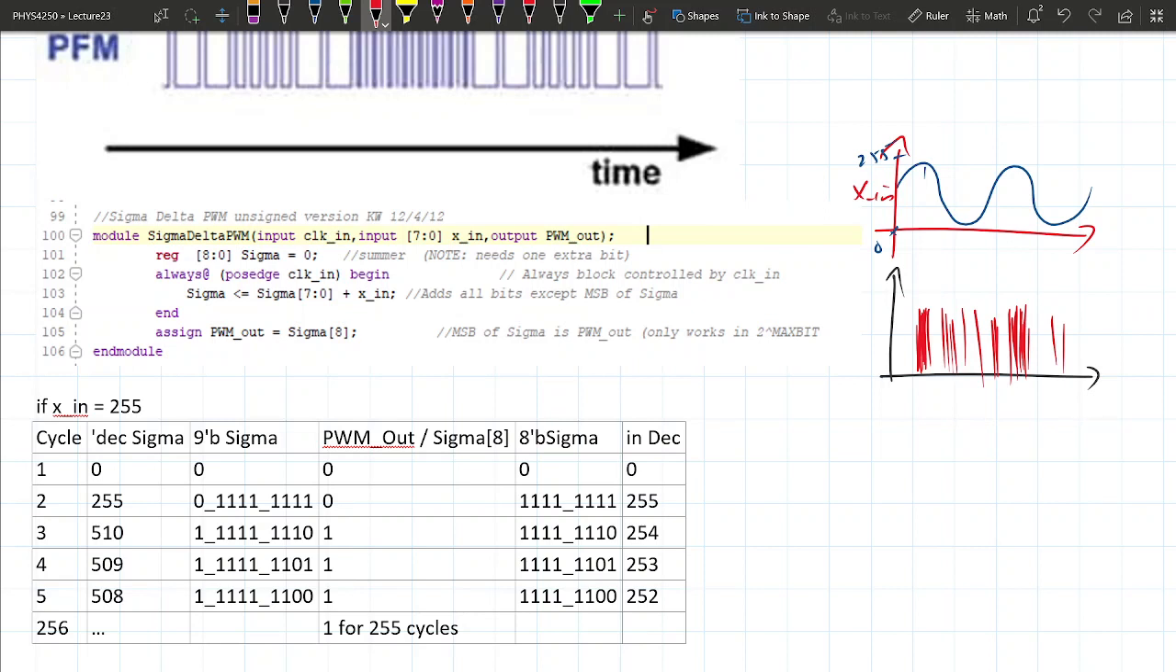Whenever the clock pulses, it's going to start something. What's going to start is we're going to make sigma, which starts at 0, whatever it was up to the 8th bit, not the 9th one, plus whatever xn is. Whenever the 9th bit of sigma is 1, we make a pulse out.